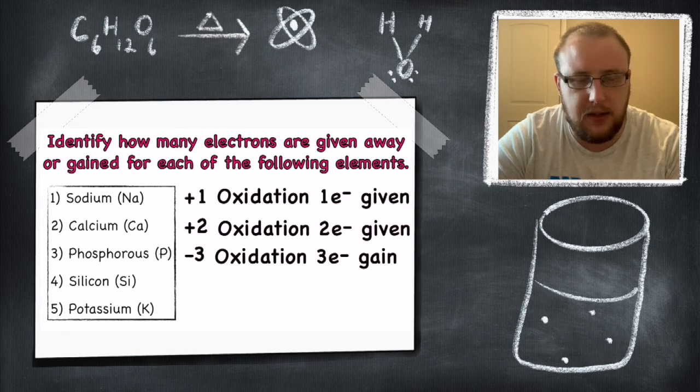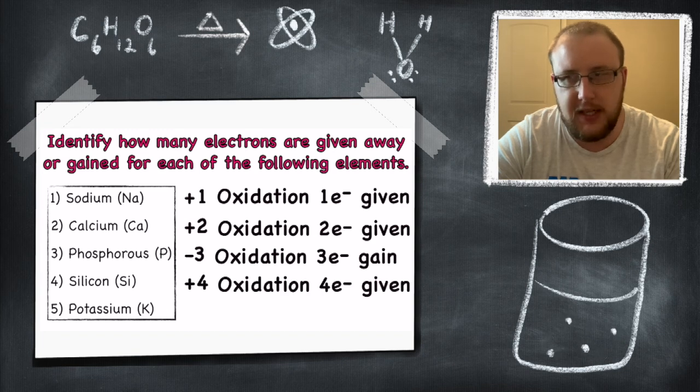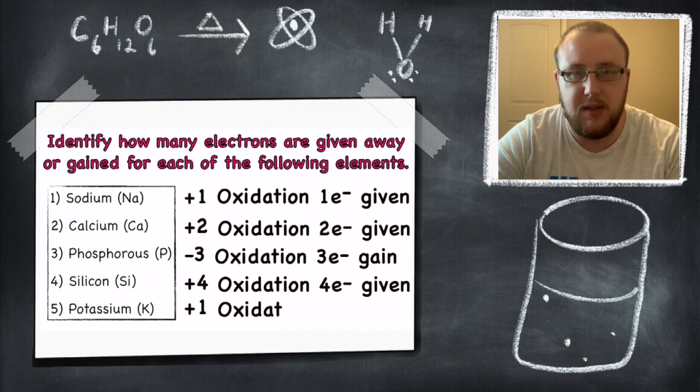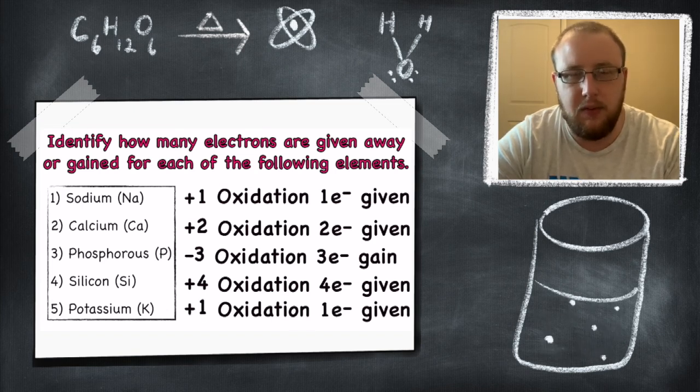Let's see, silicon, Si, that's number 14 on your periodic table. It's right underneath carbon. They have a +4 oxidation number, so that means it's going to give up or get rid of 4 valence electrons. And then finally, potassium, K, that's going to be found on your first column once again, so it has a +1 oxidation number. That means it's going to give up or get rid of its 1 valence electron. So that's how many it's going to get rid of.